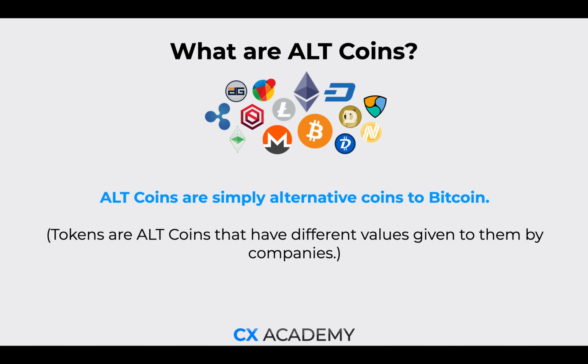Now, what's the difference between all of these? Well, tokens are altcoins, okay, that have different values given to them by companies. So in a sense, we can actually look at tokens in the same way as we look at a stock of a company, okay, stocks and shares. Essentially, with some kind of ICO, which is an initial coin offering, similar to an IPO, an initial public offering, which happens on an exchange, okay, stock market.